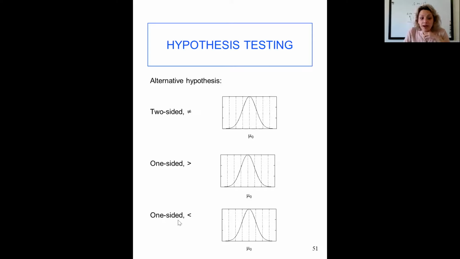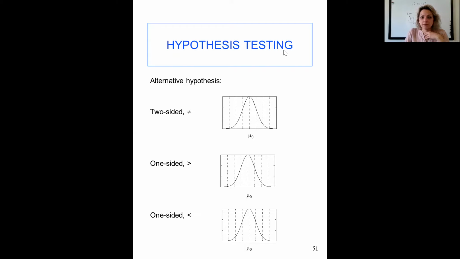And when we have one-sided like this, we would say our mu is less than some value, like less than 70%. So how would we work with that? We're going to have everything on the left side of the figure. So we would call it a left-tailed test.